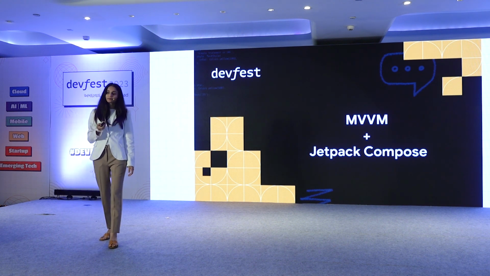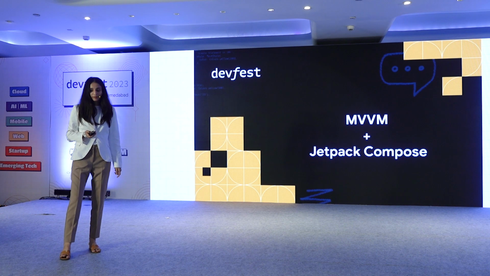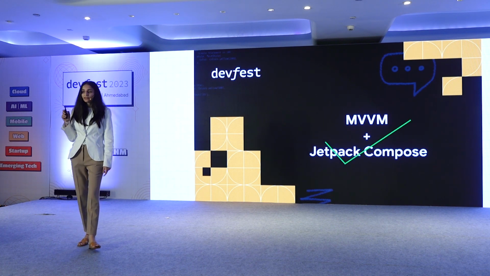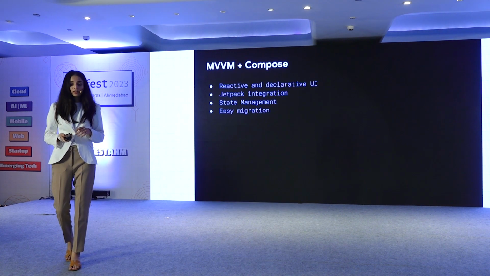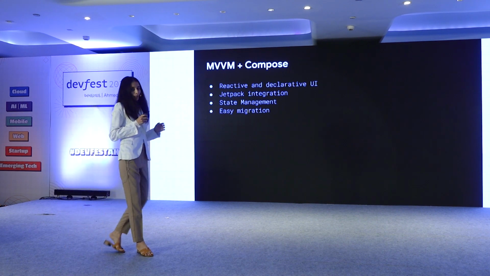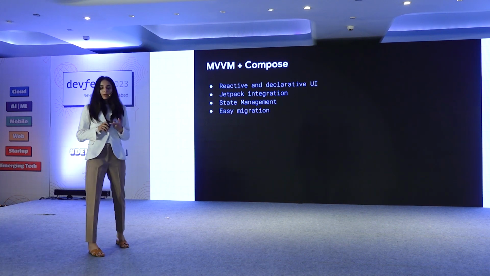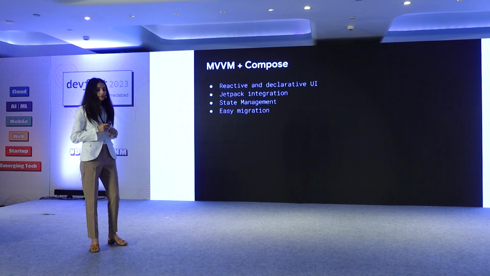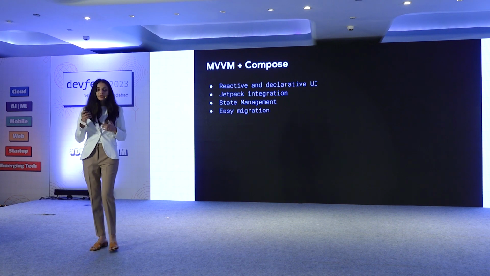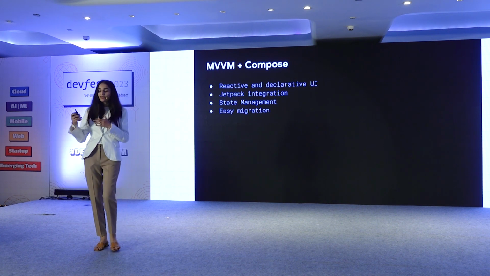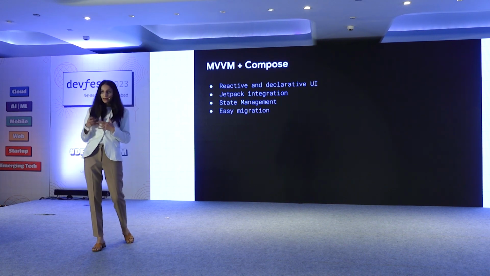MVVM with Compose. Yes, because we are using it, right? MVVM and Compose work very well together, and it is the most widely adopted architecture pattern with Compose. Compose integrates seamlessly with other Jetpack libraries as well. So MVVM and Compose both are reactive and declarative. Compose itself is from Jetpack, and MVVM has very good Jetpack integration, like using LiveData, ViewModel, StateFlow. So we can combine them all together and build the best application.